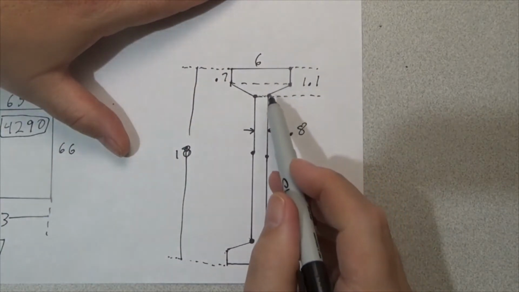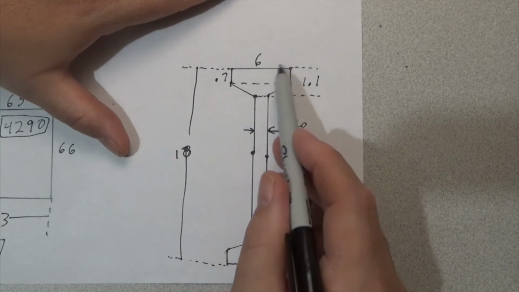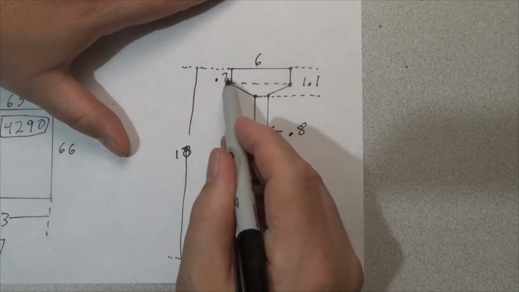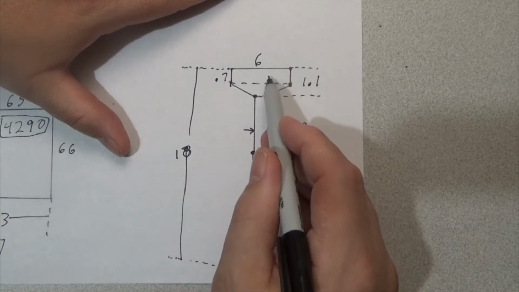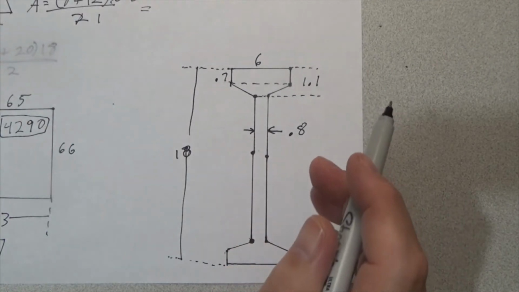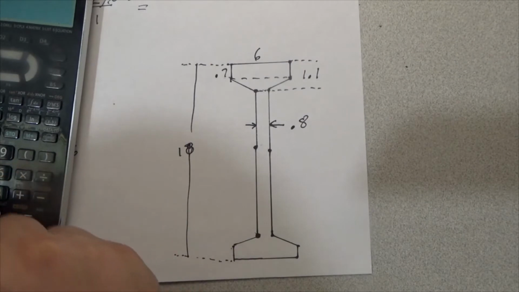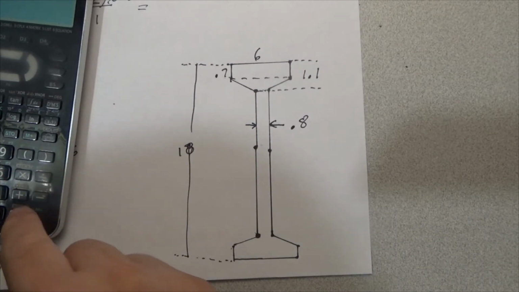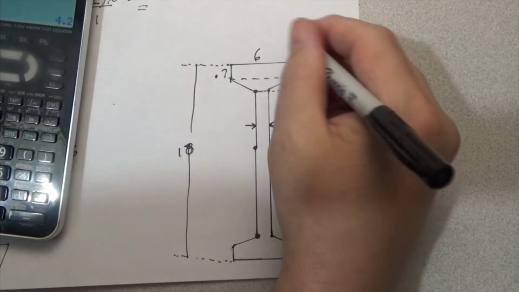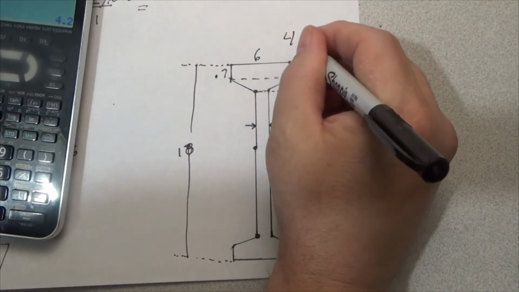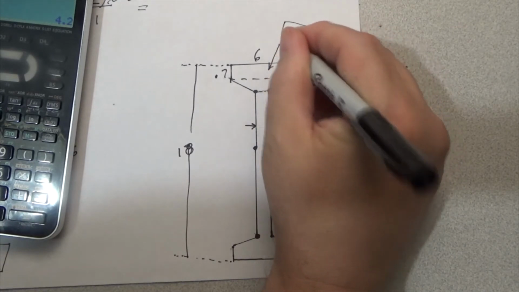So this area right here is a trapezoid. This is a rectangle. Now, this side right here is 0.7 and this is 6. So I can find the area of that first. 6 times 0.7, that is 4.2. And I'll write it over here just to keep it from getting too cluttered in there. 4.2, that is an area.